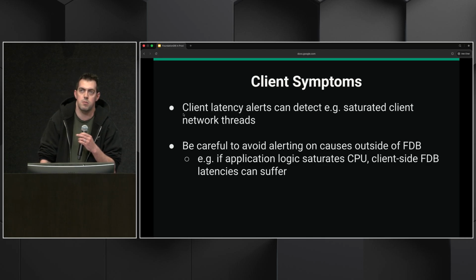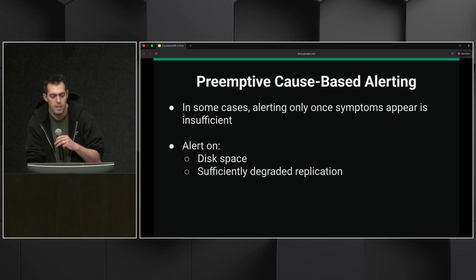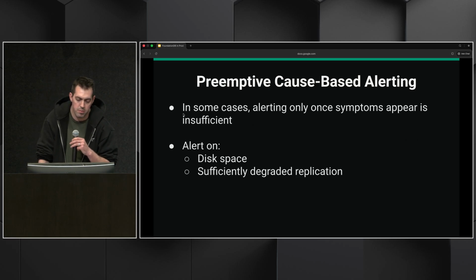You might not want to alert just because FDB client latencies are high. In some cases, it's critical to alert before symptoms hit. So alert on disk space and sufficiently degraded replication, even if there's no application impact yet.